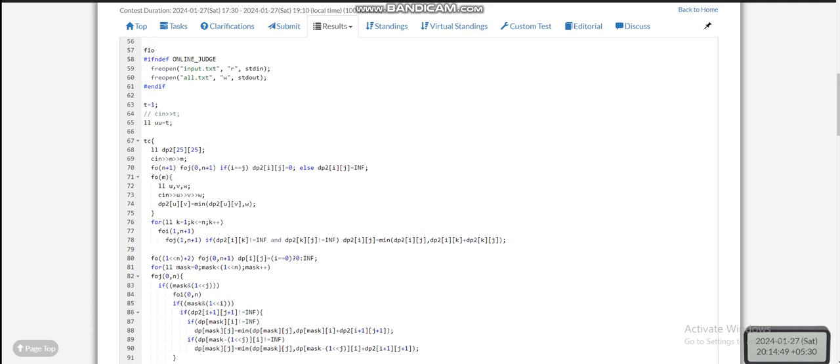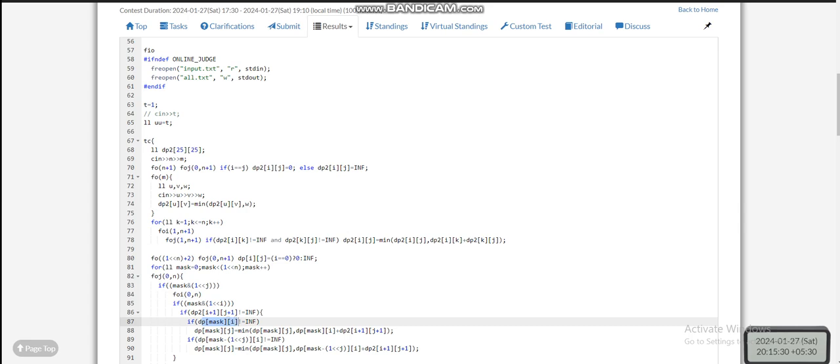So here dp2 ij will denote the minimum shortest distance between I and j. Floyd-Warshall algorithm is used to find the minimum possible path from I to j. And here I am iterating over all the j's, and here we are iterating over all the i's. So we will be going from I to j, and we are checking that j is already present in the mask, and here we are checking that I is already present in the mask, right?